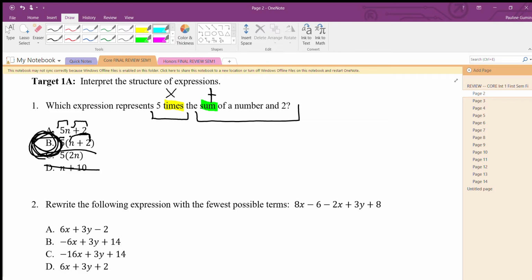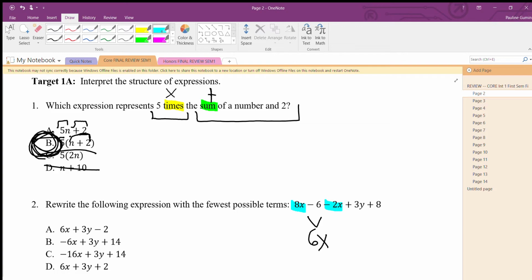Number 2, we have to combine like terms. In order to combine like terms, we need to find terms that have the same variables. They don't have to have the same coefficients as long as the variables are the same. Our first term is 8x. The only other term I see with an x is this minus 2x. So I'm going to combine them together. 8x minus 2x is 6x.